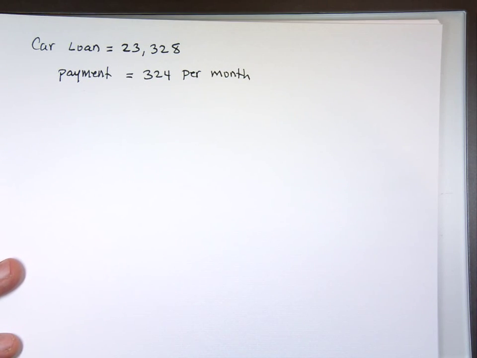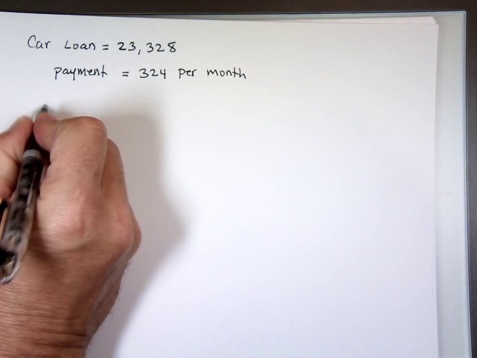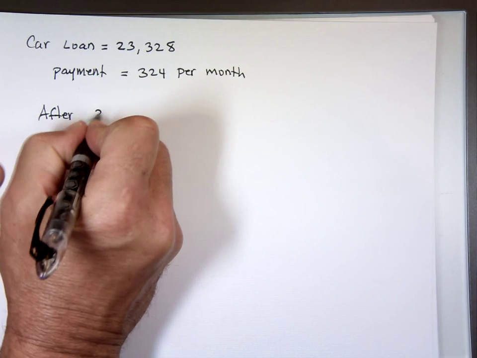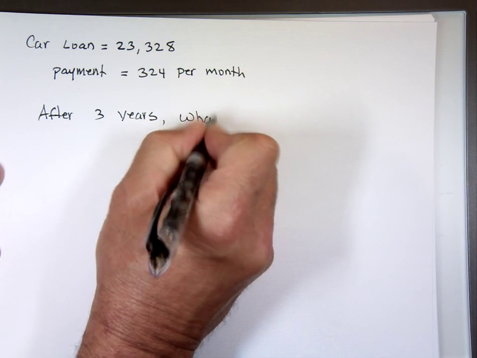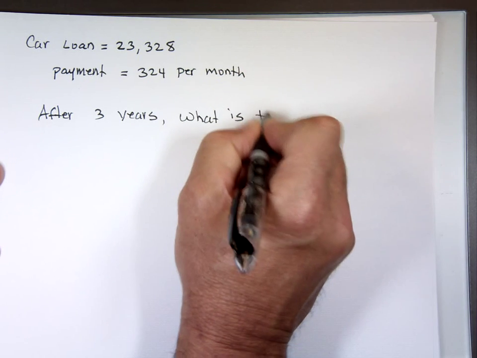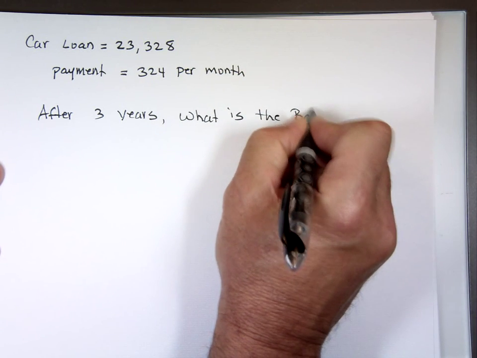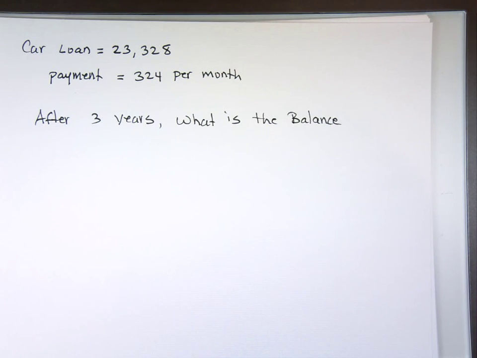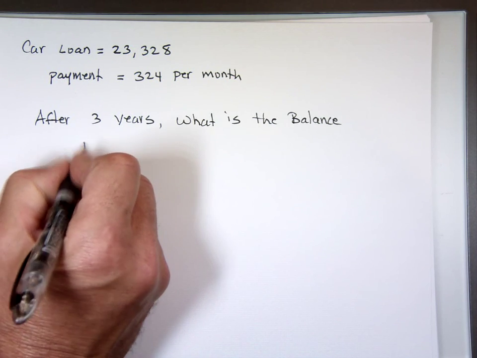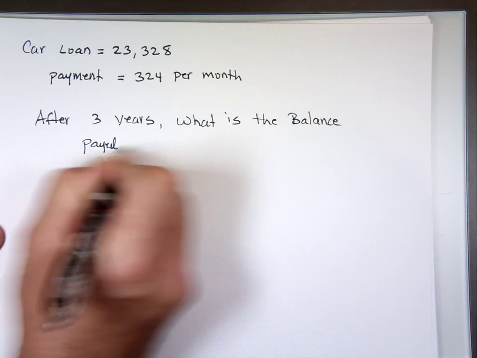You had the car for 3 years and now you want to get rid of it. You don't like it anymore. So after 3 years, what is the balance on the car? Because you want to sell it. What's the balance on the loan? Well, if you had the car for 3 years, how many payments did you make? 36 payments. So you paid, is that what you paid?